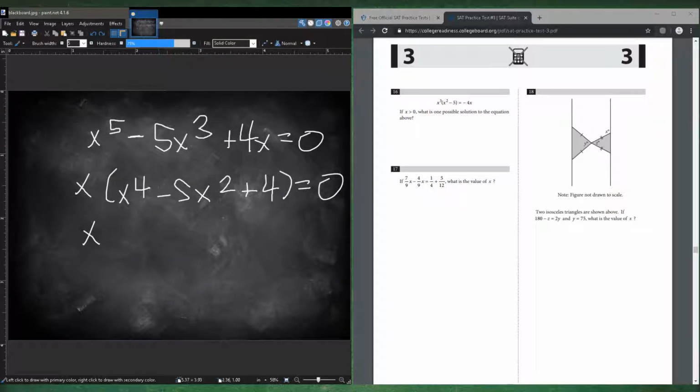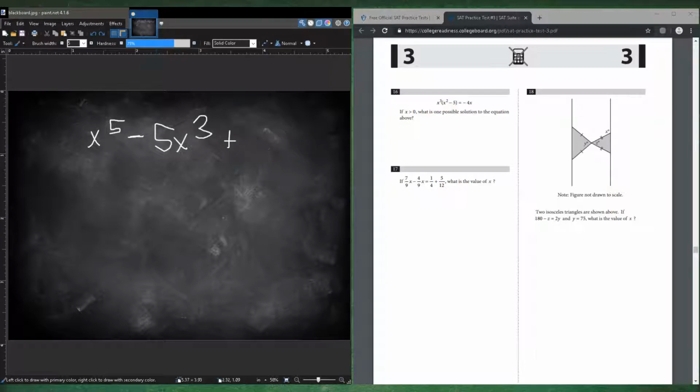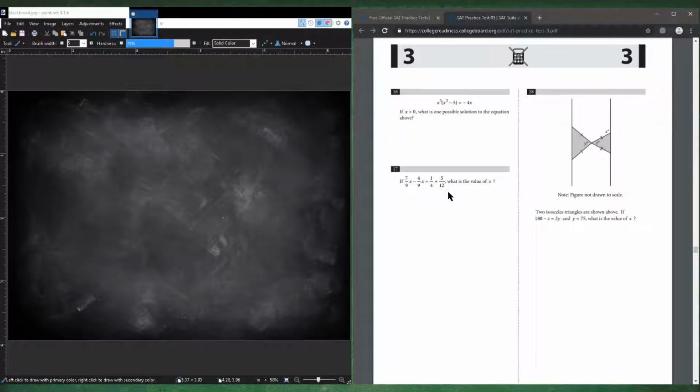This is a simplifying rationals question. Well, simplifying variables question. I'm not exactly sure what the correct term is, but basically that's what it is. So if 7 over 9x minus 4 over 9x is equal to 1/4 plus 5/9, what is the value of x? Okay, let's simplify the left side first.